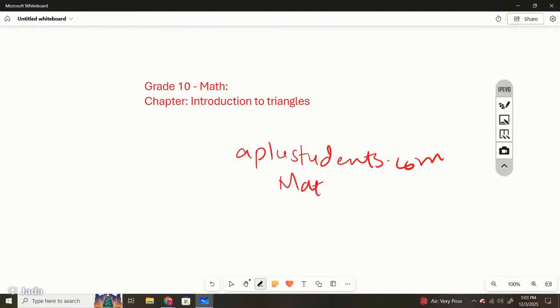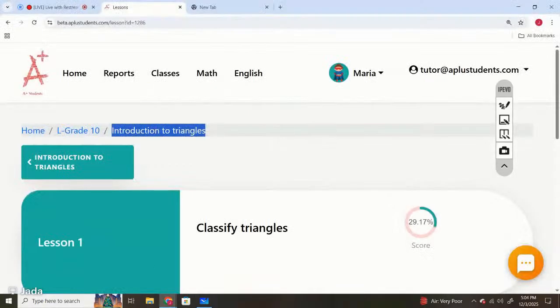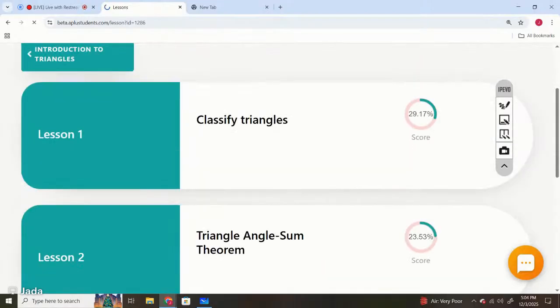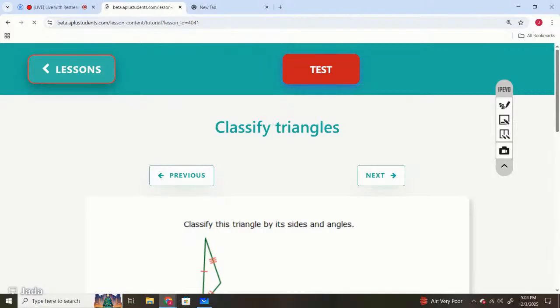We're going to start with the chapter Introduction to Triangles. So please make sure you have your notebook and pencil so that you can note down the important examples and definitions as well. Here I am on the chapter Introduction to Triangles. Let's just start with the lesson: Classify triangles.